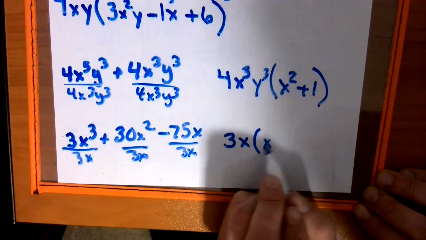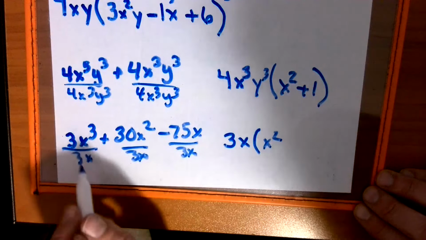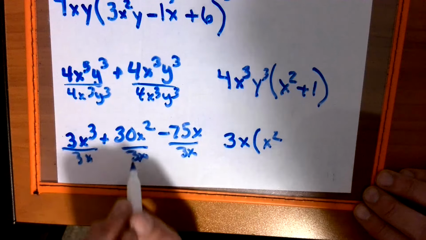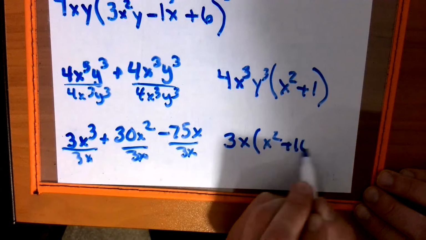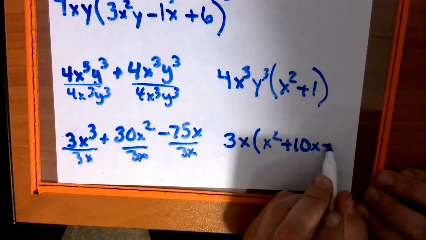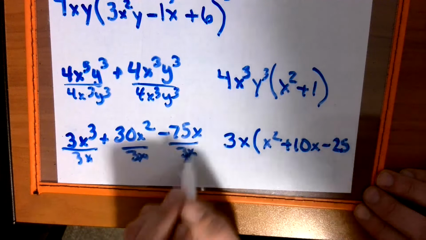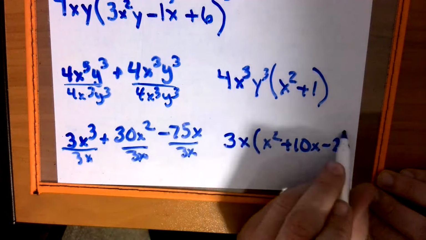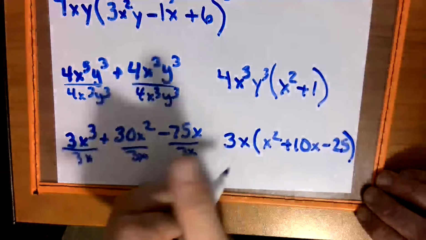We are left with an x squared because 3 goes into 3 once. 3's take away 1. 3 goes into 30 10 times, and I'm left with an x still. And 3 goes into 75 25 times. The x is canceled out, and it's a minus sign, so we leave it like that.